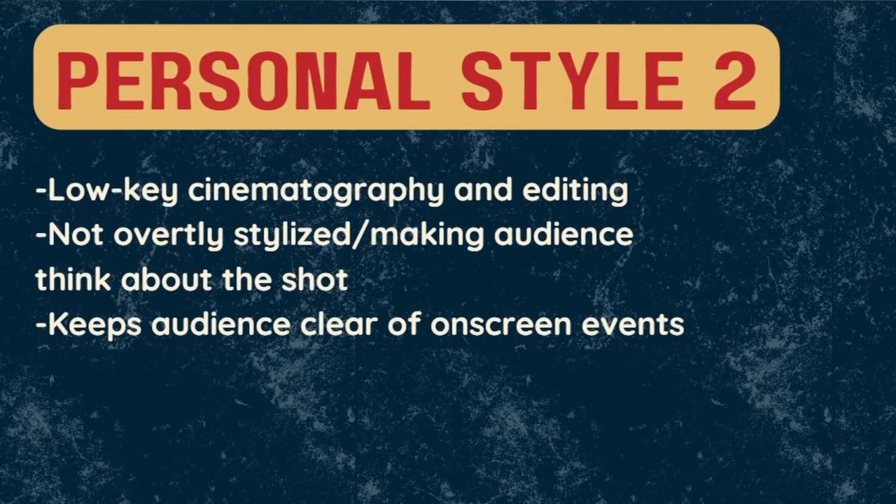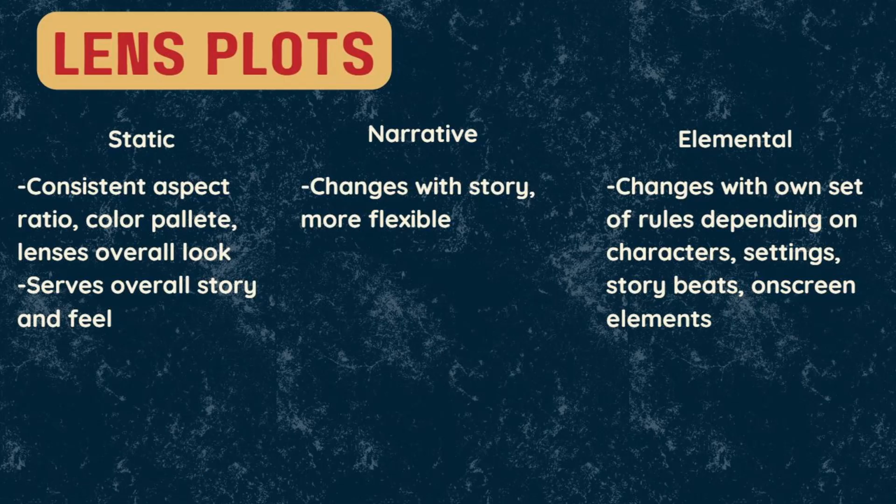Usually the cinematography and editing don't do anything fancy, but focus on keeping the audience perfectly clear of what's happening on screen and engaged without orienting the shots in an overly stylistic manner. He also builds a static lens plot for each movie he makes. Now, a static lens plot means that the overall look of the film, the aspect ratio, color palette, lenses, and so on, remain consistent and almost purely serve the story being told.